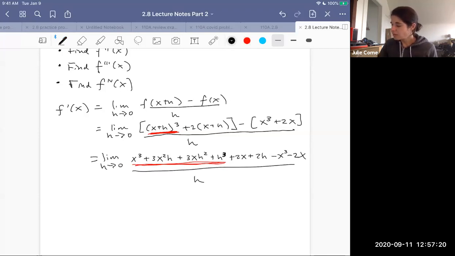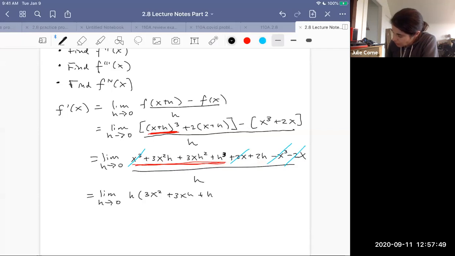Now I can get rid of some stuff. I can get rid of the x cubed for the x cubed over here. I can get rid of the 2x for the minus 2x here. And at this stage, I do notice once again that all of my remaining terms have at least one factor of h. So I'm going to factor out that h in preparation for cancellation with the denominator. So I take out an h and I've got 3x squared plus 3xh plus h squared plus 2. And that means I can cancel the h on top with the h in the denominator.